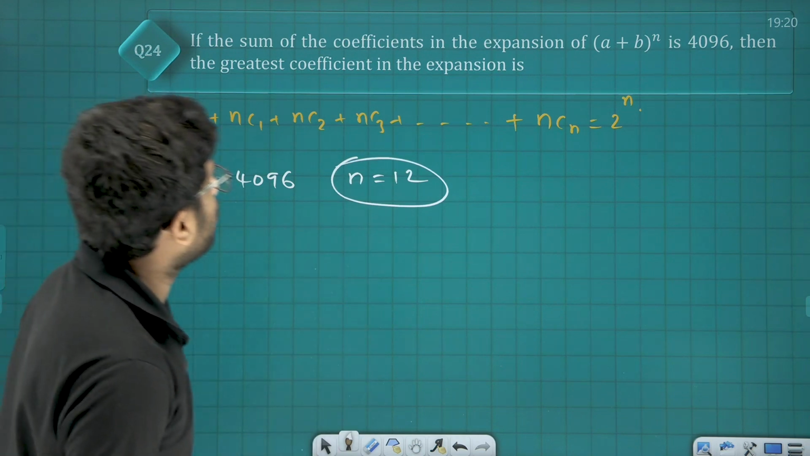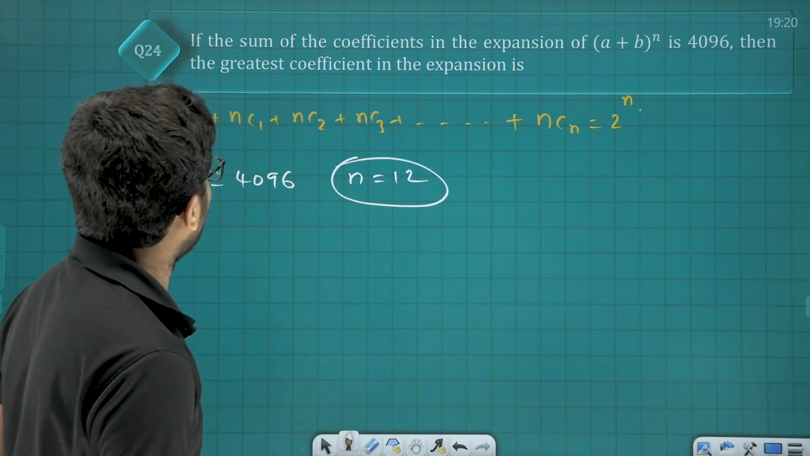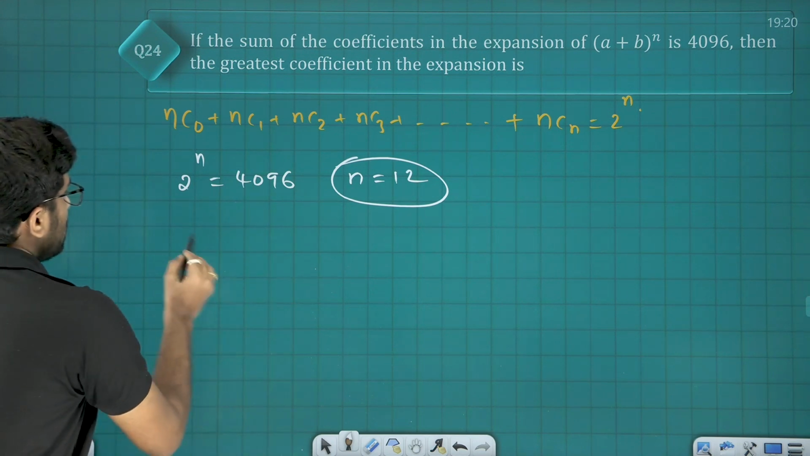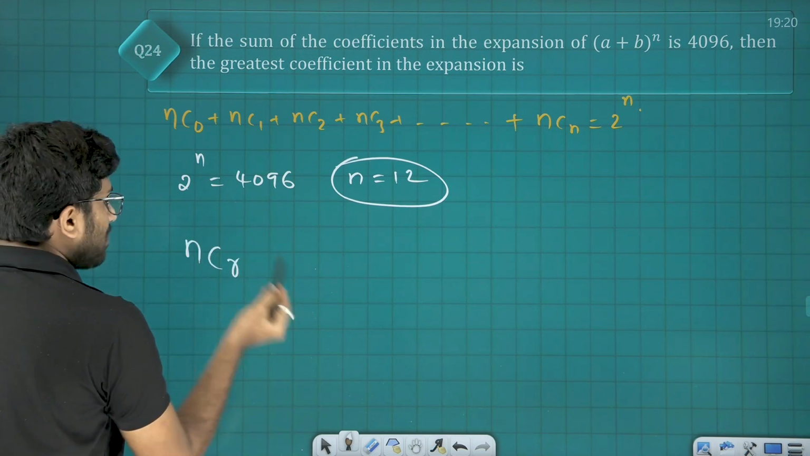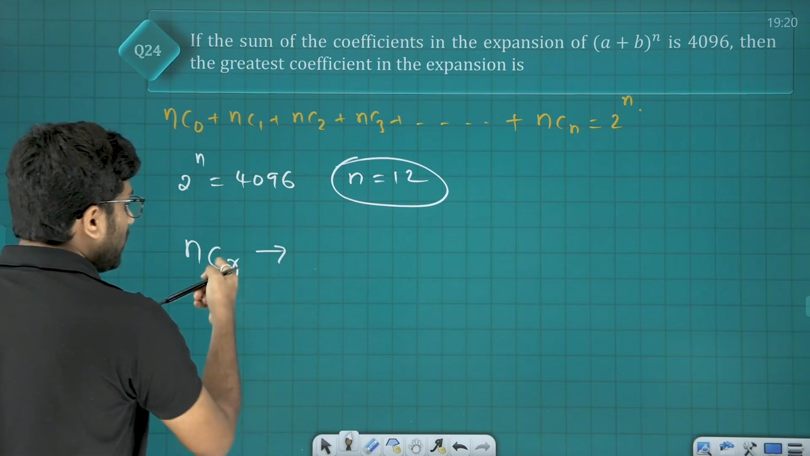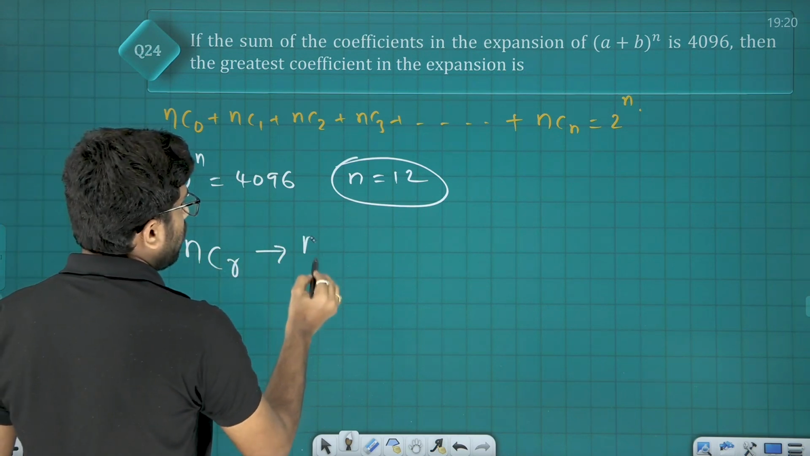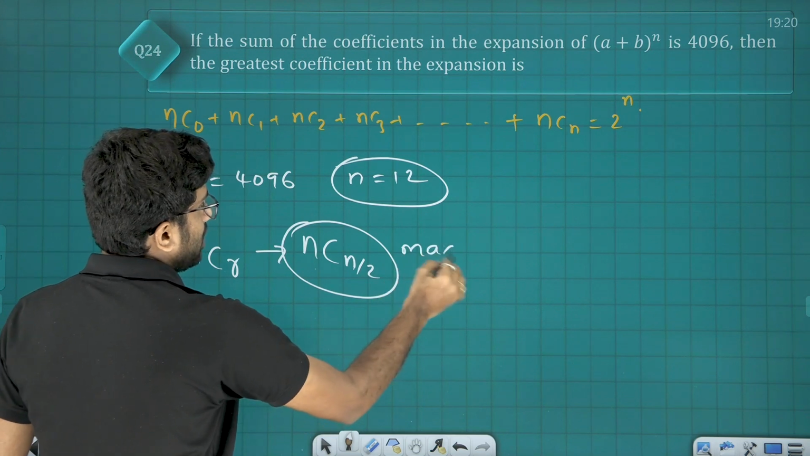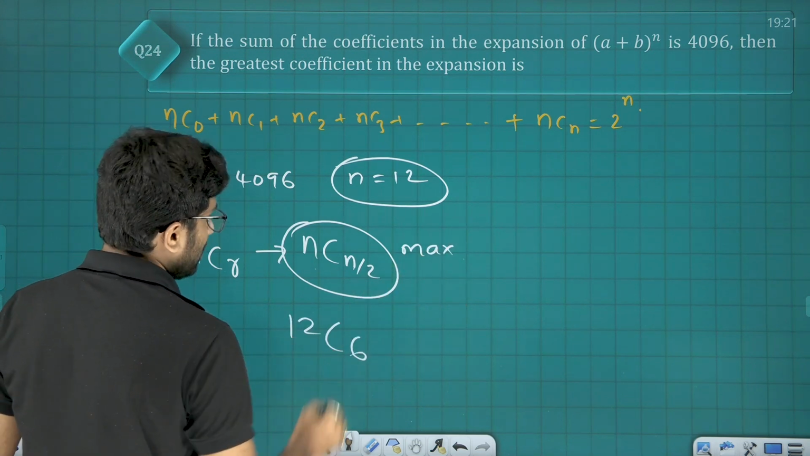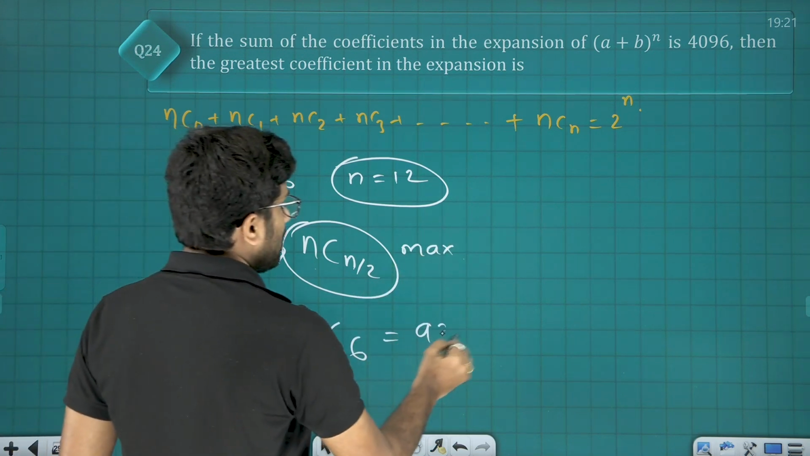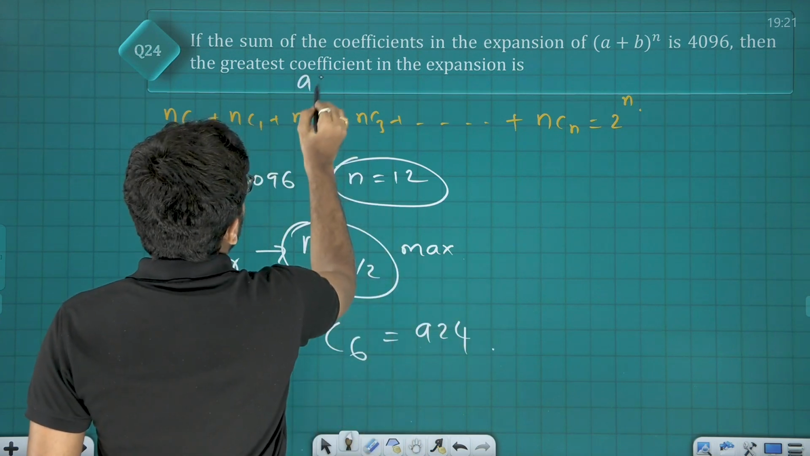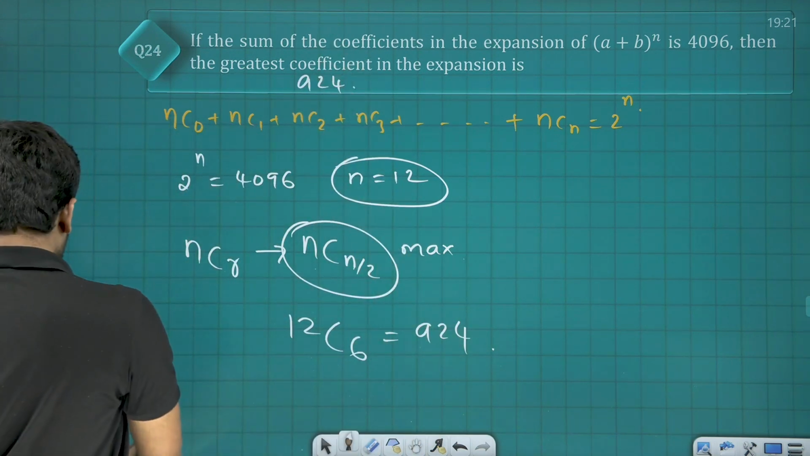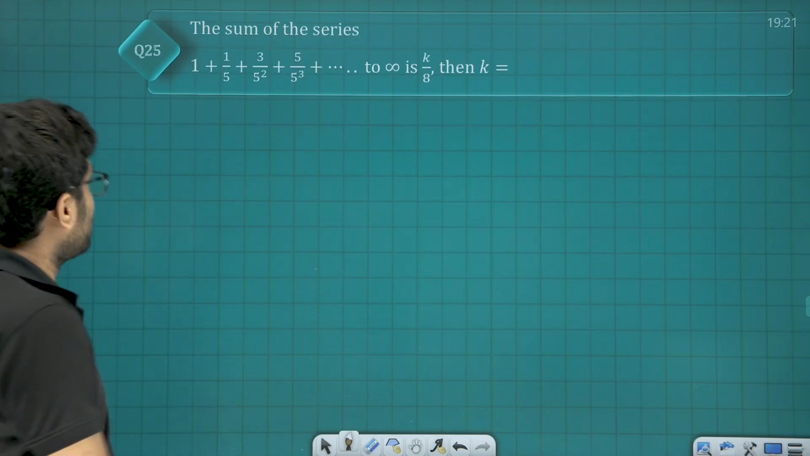Now greatest coefficient in the expansion of this. Greatest coefficient means middle term only. So ncr is maximum, if n is even, ncr is maximum only when r is equal to n by 2. That means 12c6 we need. 12c6 value is 924. So the answer for this is 924. Clear? Next, that is the last question, friends.